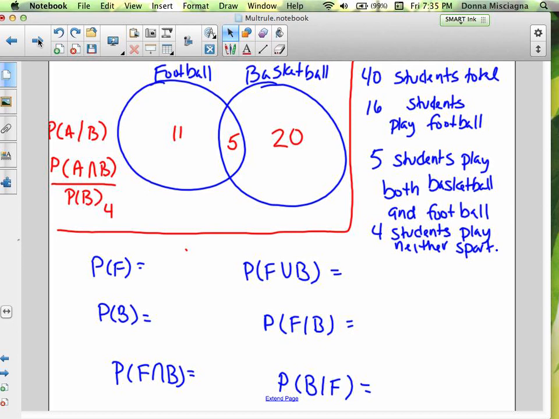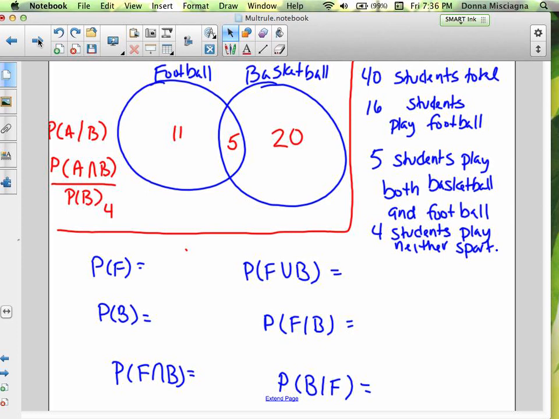So 11 plus 5, that gives us 16. 5 play both basketball and football. There's 5 in the intersection. And 4 students play neither sport. Right, they're over here in red and right next to the conditional probability formula. Right, and so we had 40 students total. We had 16 plus 4, 20 represented already. So that must mean that there would have been 20 that play only basketball and no other sport.